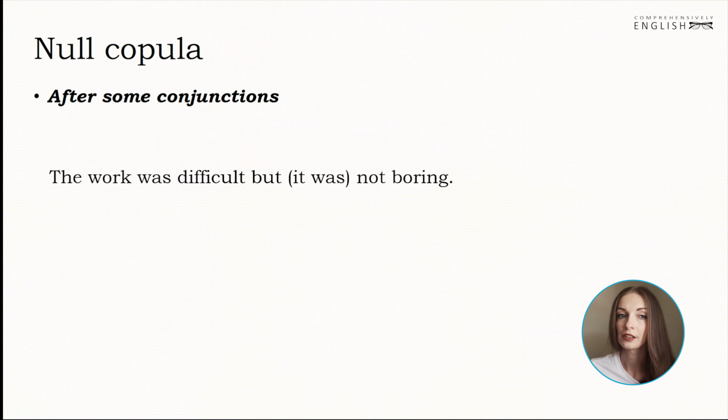We can also omit the verb to be after some conjunctions. For example, when we connect two parts of the sentences where the verb to be is used in a similar way. For example, the work was difficult, but it was not boring. You can say the work was difficult, but not boring. Was is omitted here because it repeats another was that we had in the previous clause. Moreover, its subject, it, represents the same thing as the subject of the previous was in the previous clause.